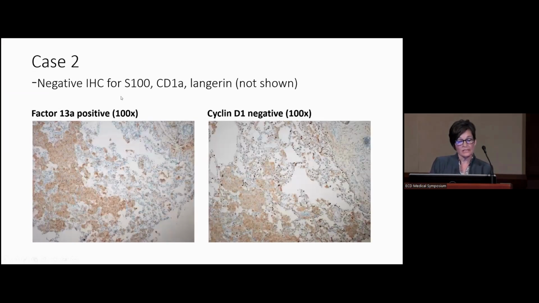So on IHC, these cells were negative for S100, CD1a, and Langerin, which is important, particularly given his smoking history and the association with pulmonary LCH. A Factor XIIIa stain was interpreted as positive, although in retrospect, it shows more pale cytoplasmic staining without nuclear staining, which in a true case of ECD, usually you should see both nuclear and cytoplasmic staining. And the cyclin D1 stain is negative. Again, you can see that the staining pattern is similar to the Factor XIIIa, so probably both of these stains should be considered negative.